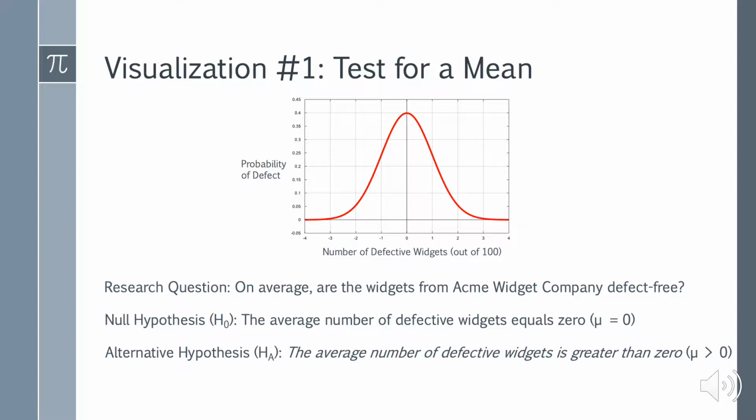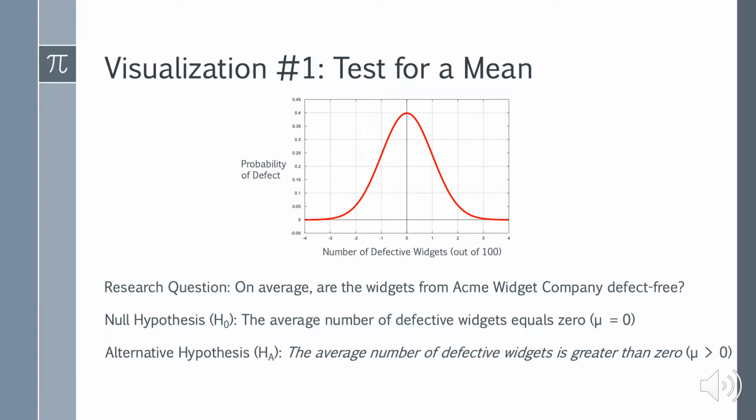Visualization number 1, test for a mean. On this graph, the x-axis represents the number of defective widgets out of 100. The y-axis represents the probability of defect, and we have a bell curve. The highest point on the bell curve corresponds to the mean.